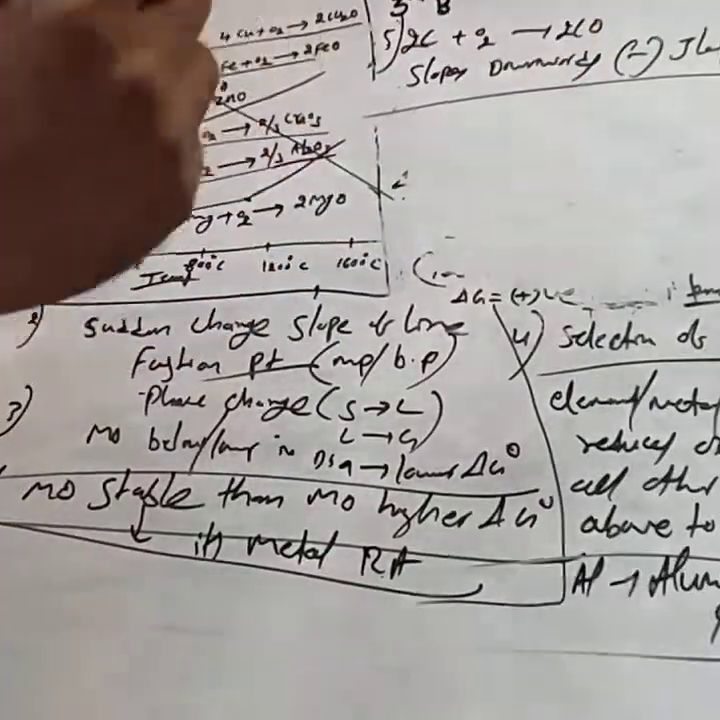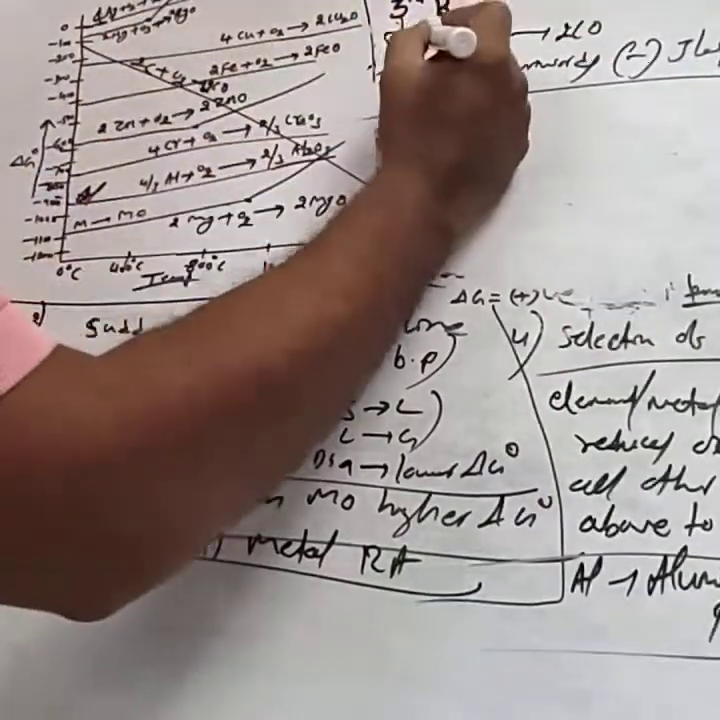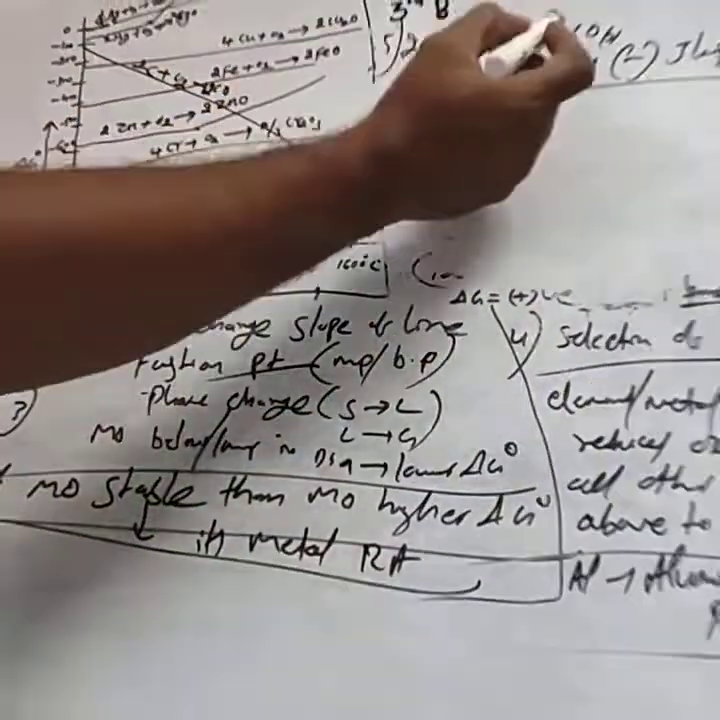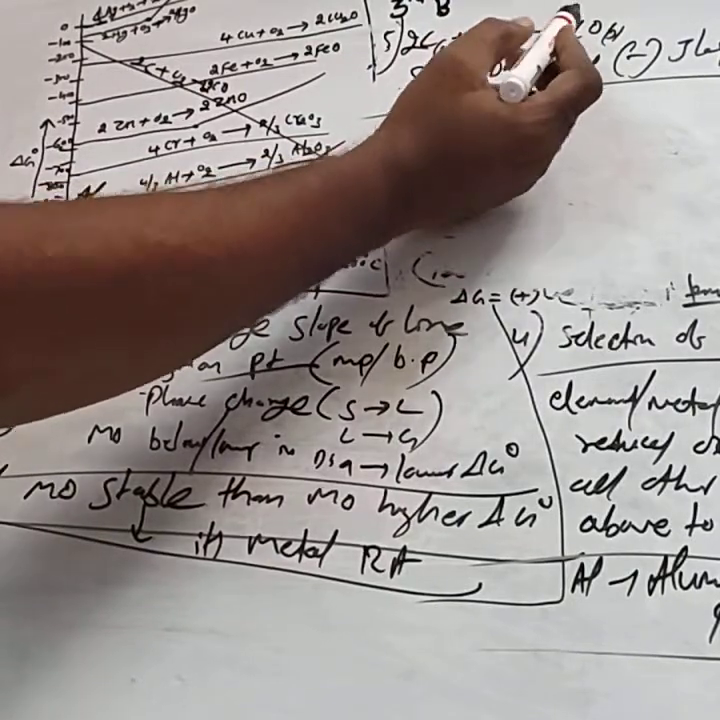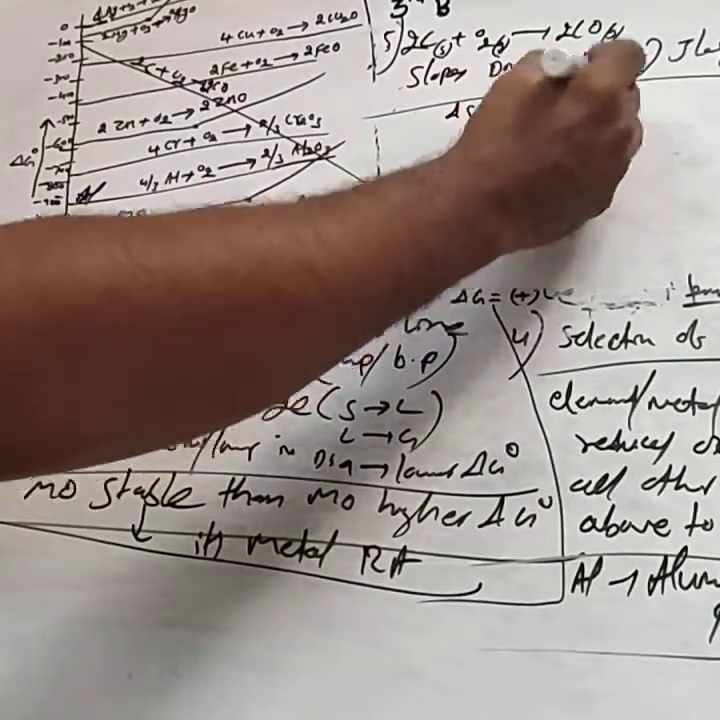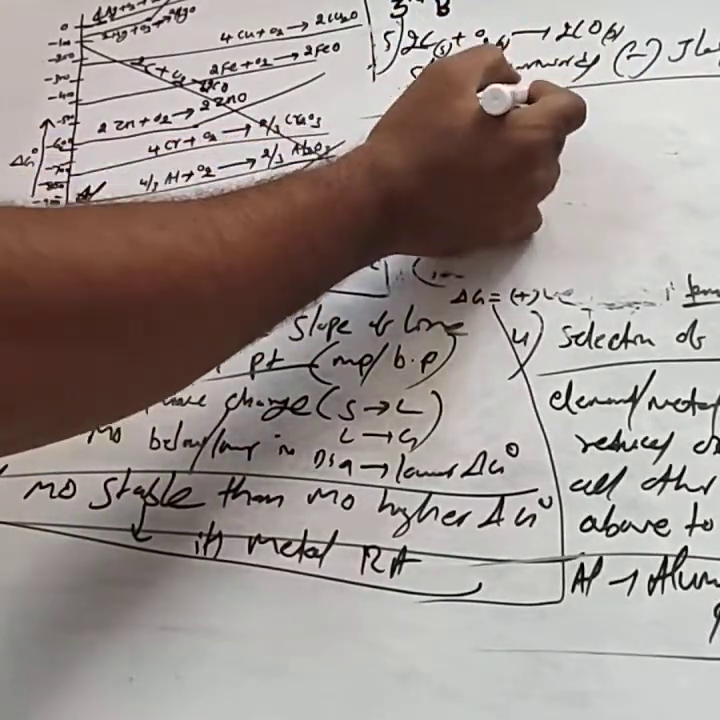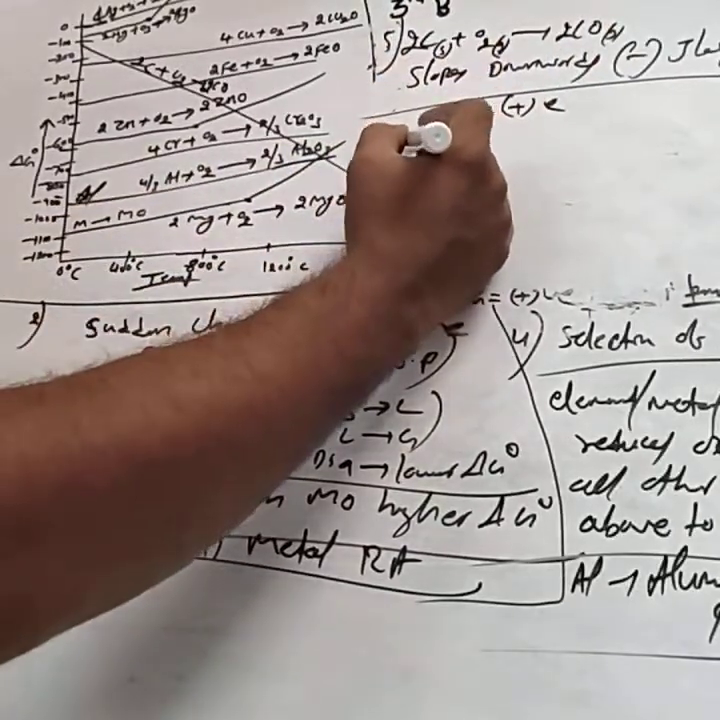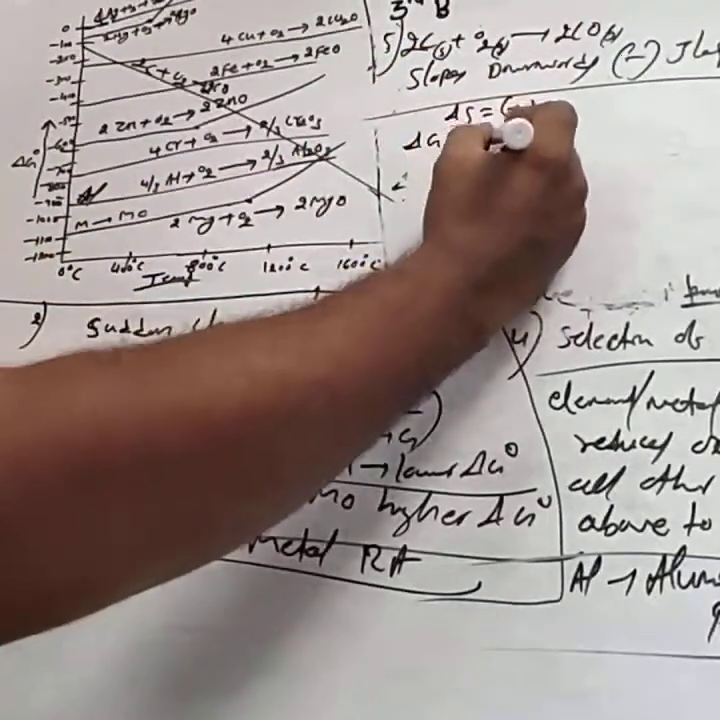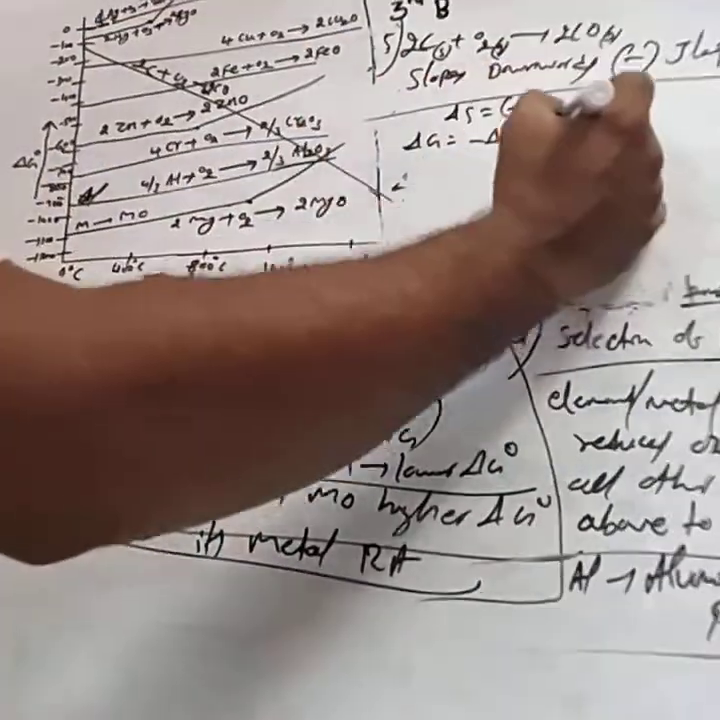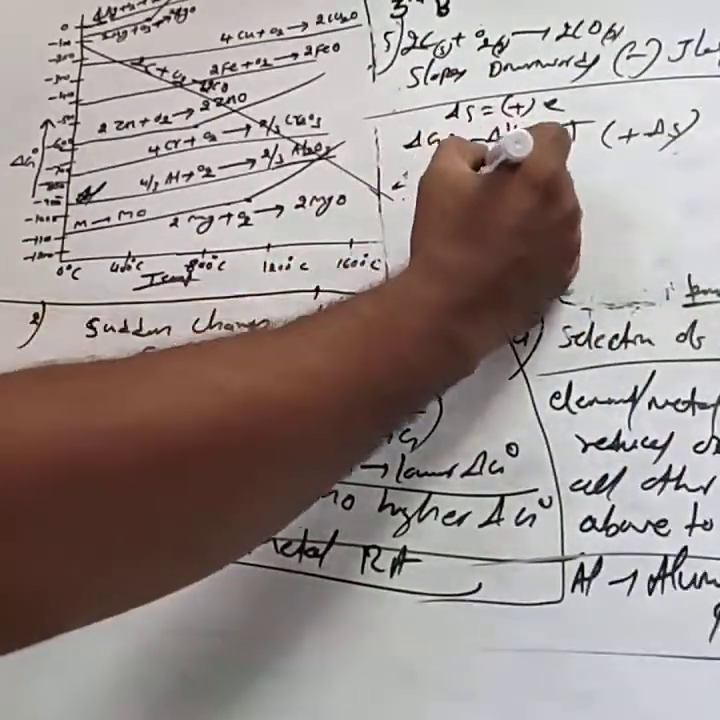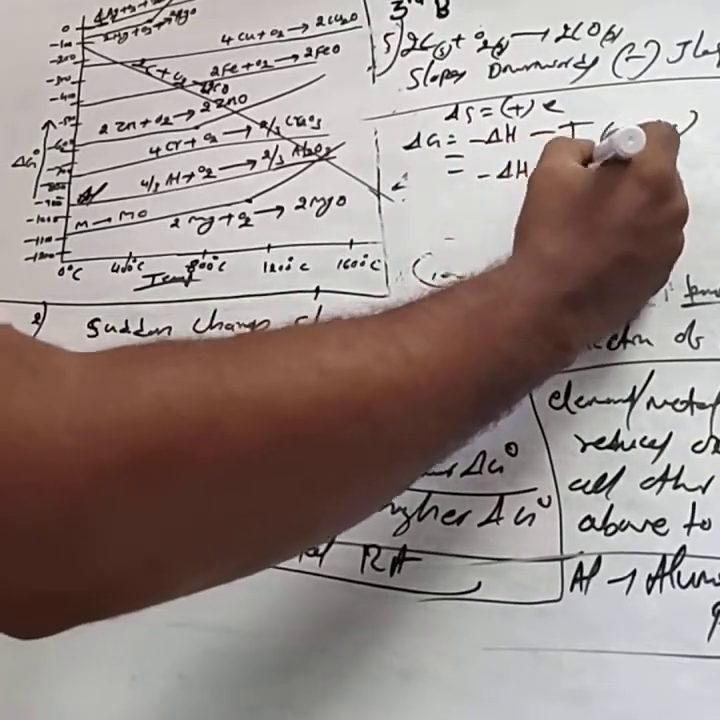Why does C to CO have a negative slope? Consider this equation: C solid, O2 gas, CO gas. There are two moles of gaseous product, and the gaseous reactant is 1 mole. Then delta S becomes positive, products minus reactants, 2 minus 1, that is positive. Apply it in the Gibbs equation, delta G. Again, it is a combustion, so minus delta H minus T into delta S, where the sign of delta S is positive, plus T delta S. You simplify: minus delta H minus T delta S.